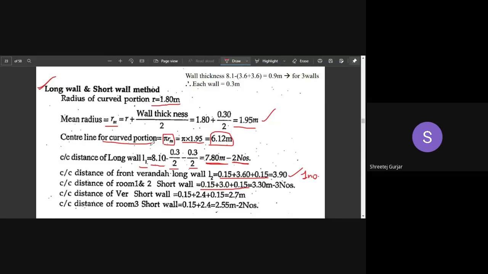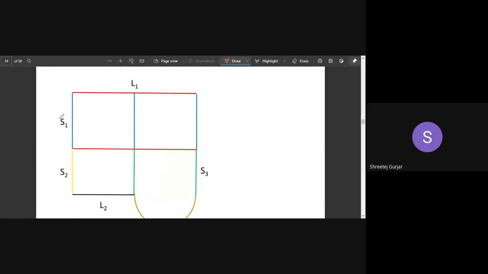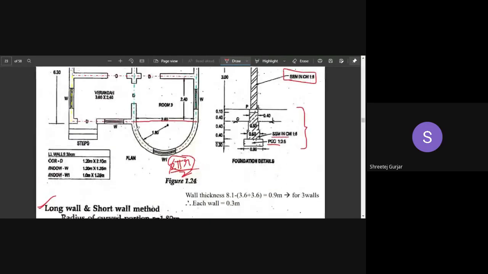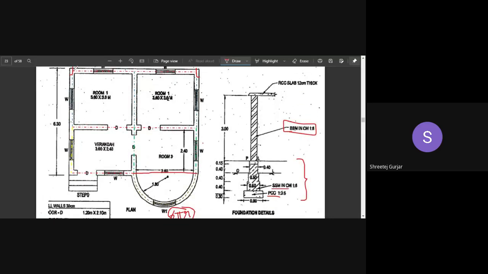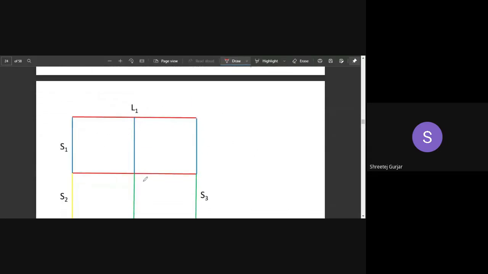So moving on to short wall 1. Short wall 1 is here, right? It will be half of my wall thickness here, 0.15, plus this distance, that is 3 meters, plus half of my wall thickness over here, which is 0.15. So 0.15 plus 3 plus 0.15, that is 3.3, and it is 3 in number, 1, 2, and 3.